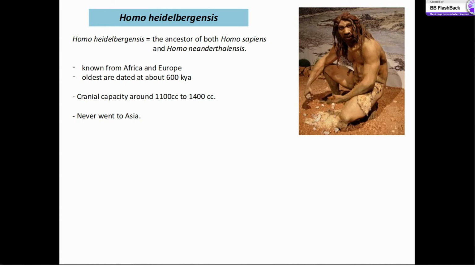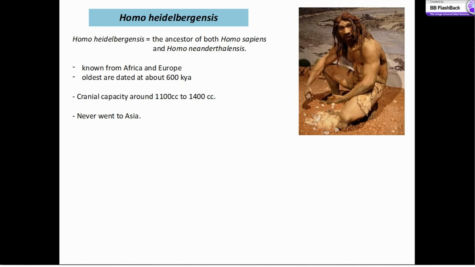There are a number of theories about how we are related to Neanderthals, but I'm already confusing you a lot with this erectus ergaster thing, so we're just going to say Neanderthals are a separate species, Sapiens is a separate species. We'll talk about that a little later. But heidelbergensis is the ancestor of both of these populations, both of these species.